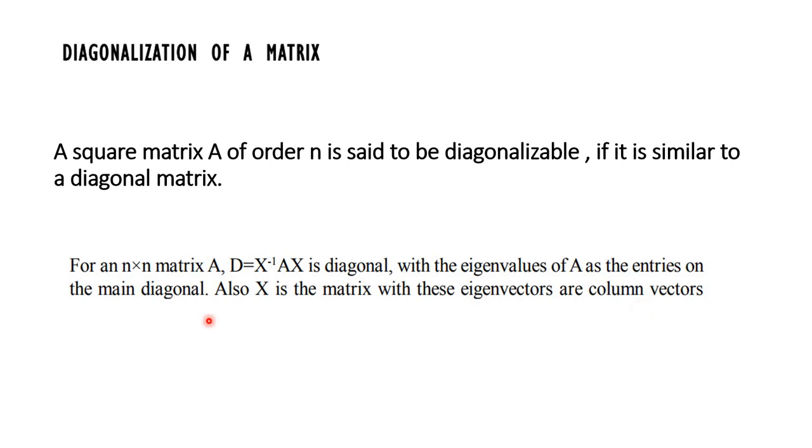So, for an n by n matrix A, the diagonal matrix D is a matrix in which the eigenvalues are the main diagonal entries. So, for constructing a diagonal matrix, first we find the eigenvalues and eigenvectors of the matrix, and then we form a new matrix X with the column vectors being the eigenvectors. Then you take X inverse AX. The product is the diagonal matrix D.